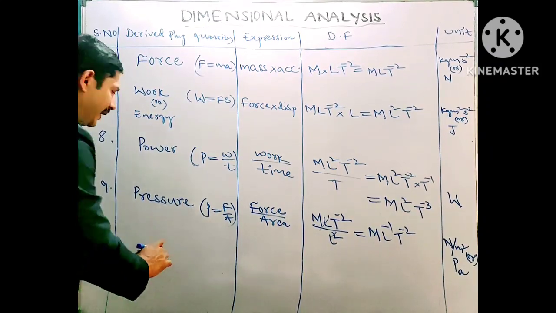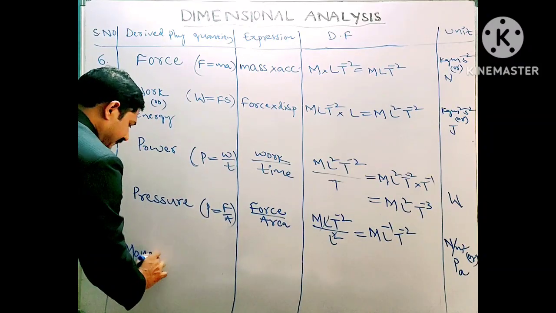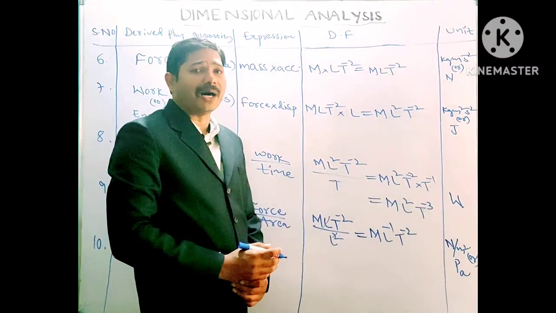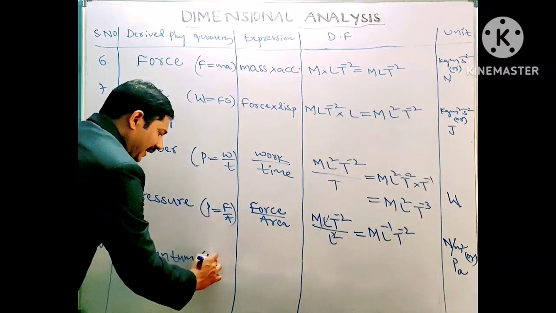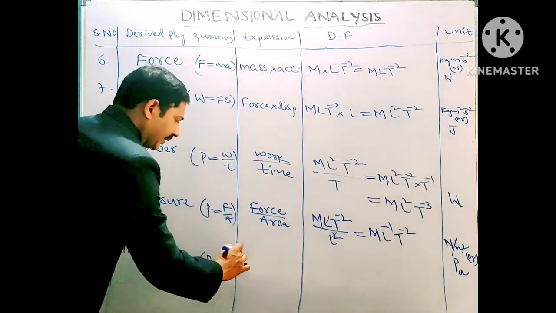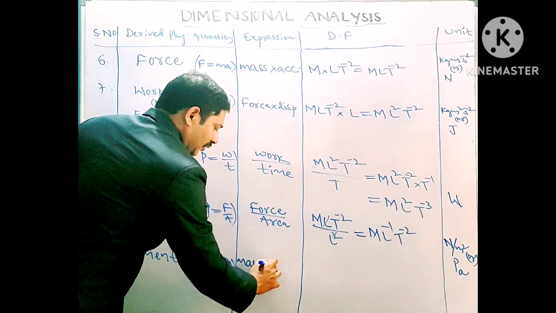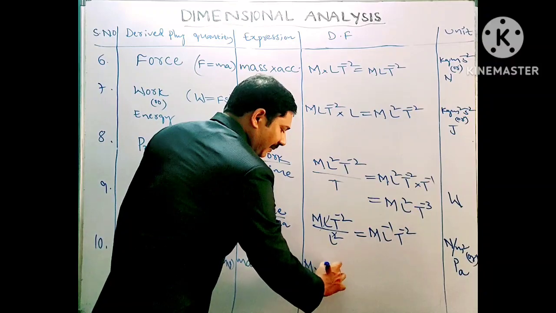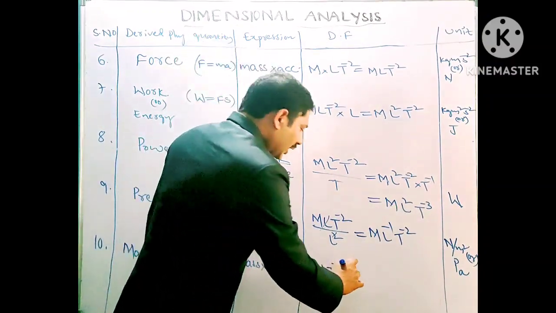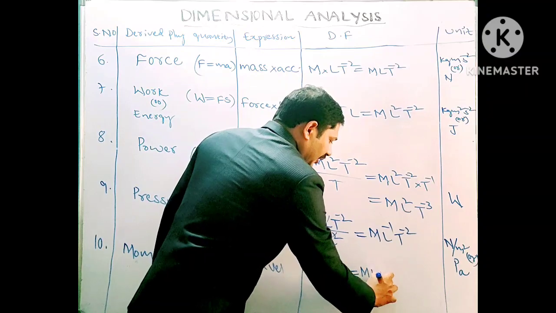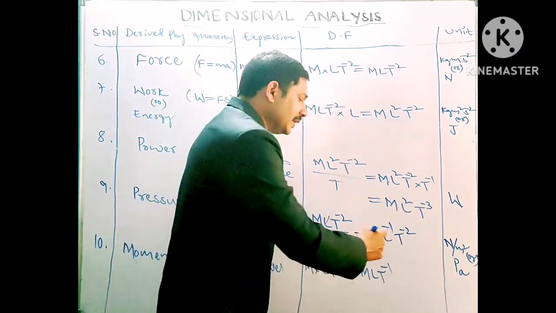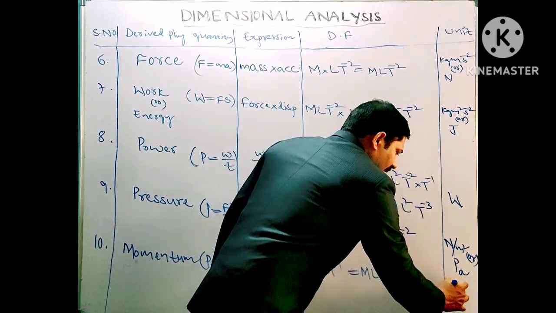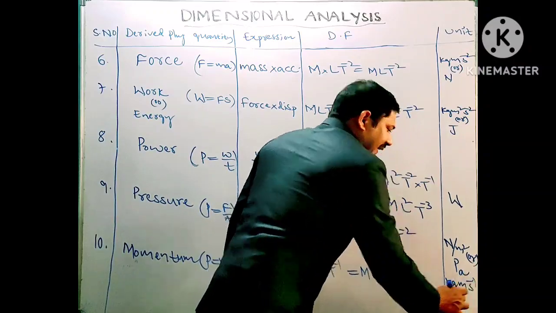Okay. So I am writing momentum. Momentum, you know that momentum is the product of mass into velocity. So P equal to what? mv, mass into velocity. Mass dimension formula is what? M, and velocity dimension formula is what? LT to the power of minus 1. Total how much? MLT to the power of minus 1. Okay. Here unit is what? Mass unit is kilogram, length unit is meter, second power minus 1.